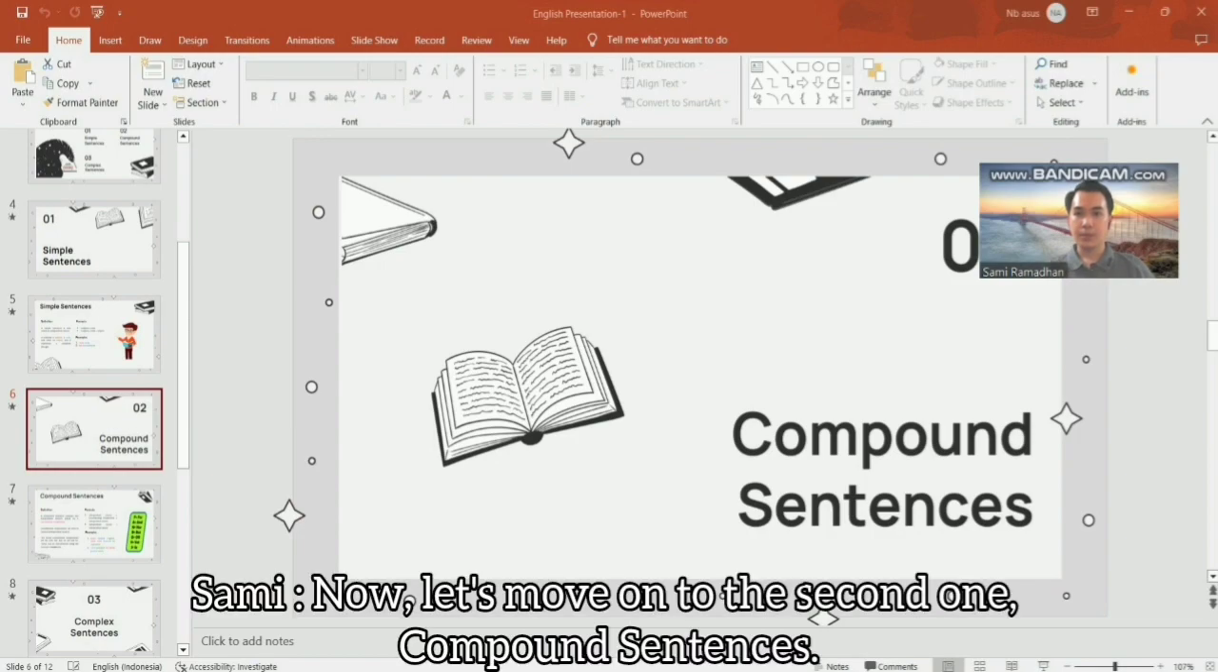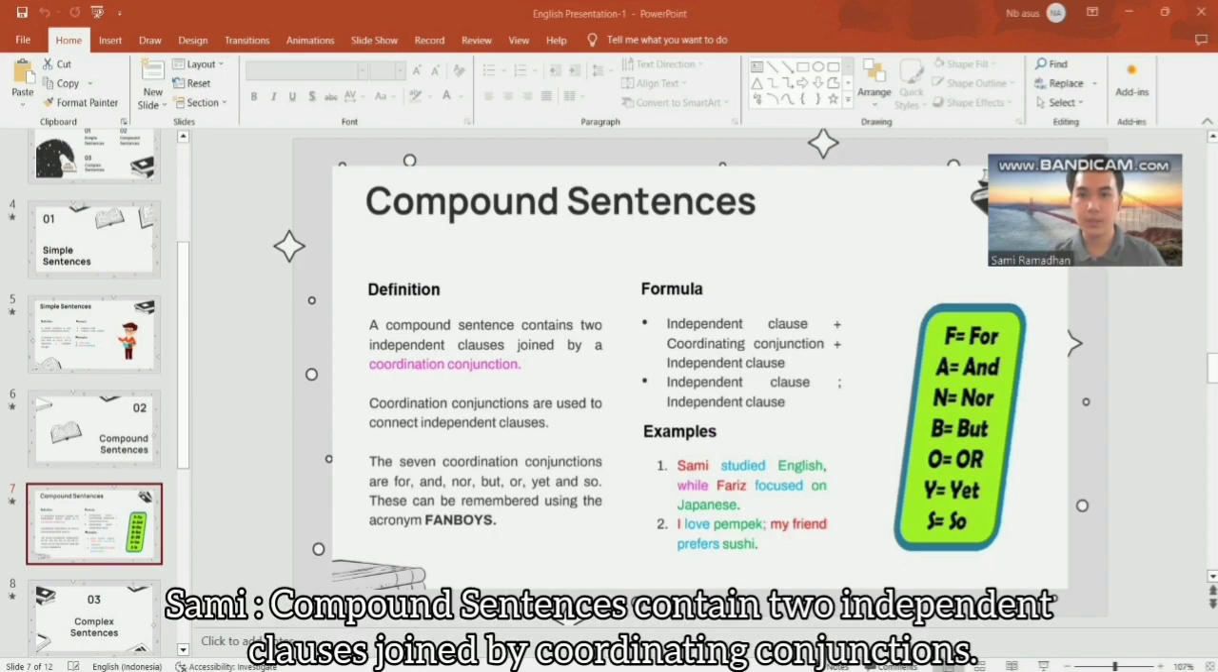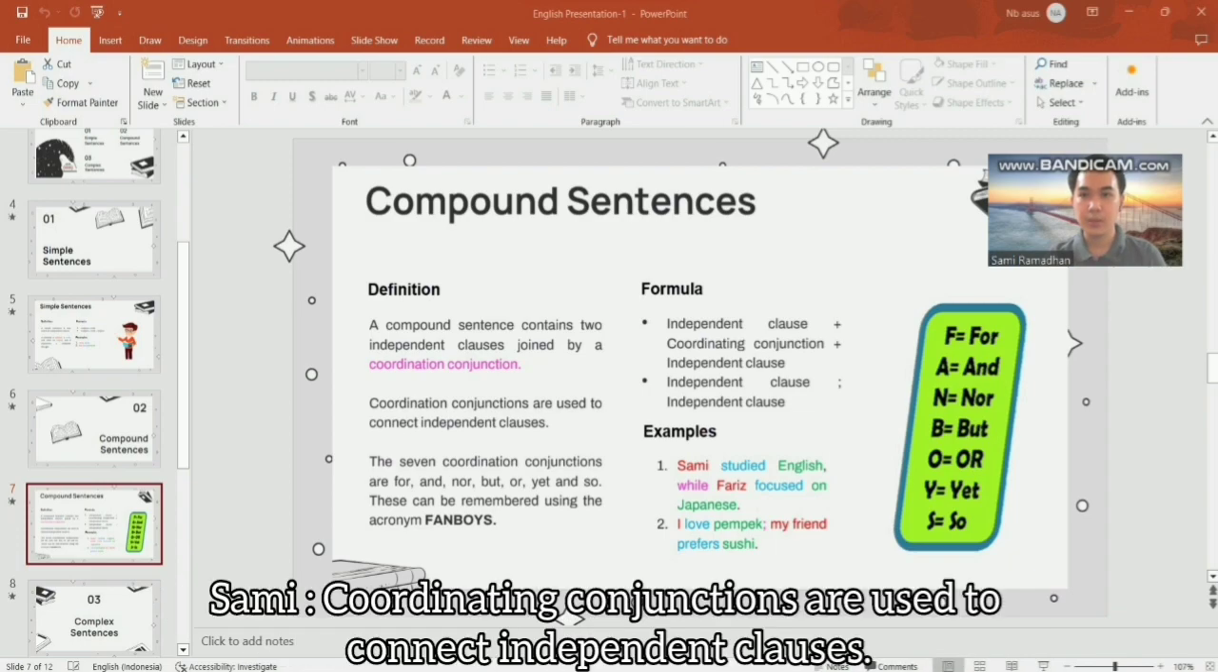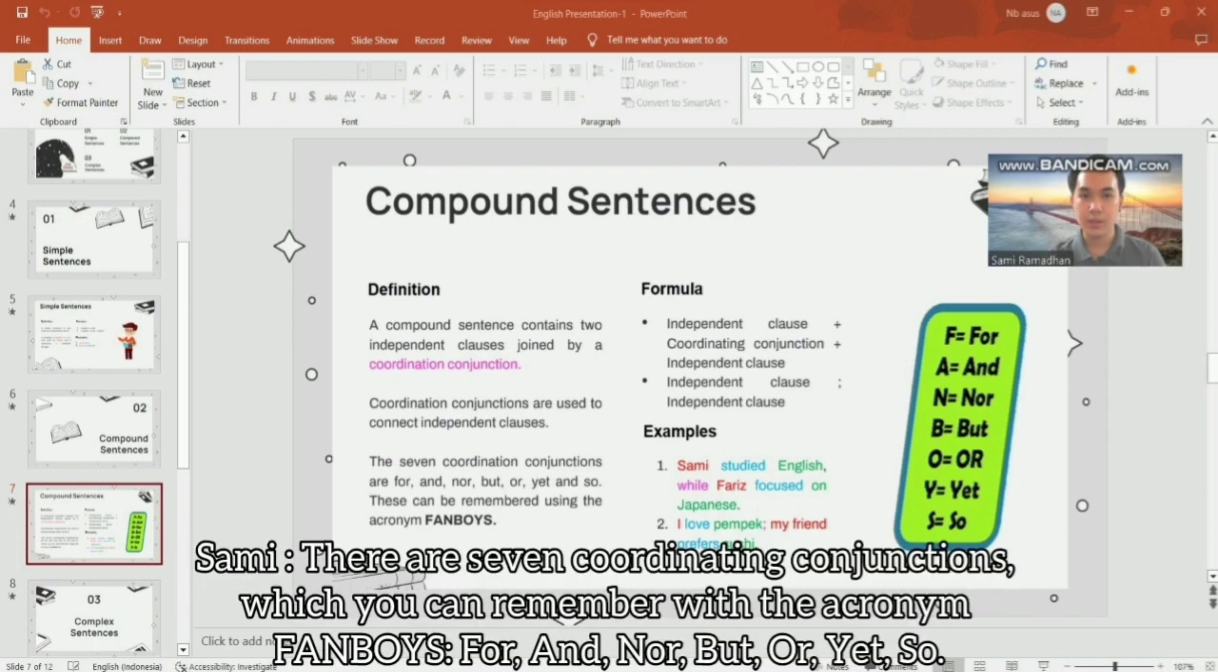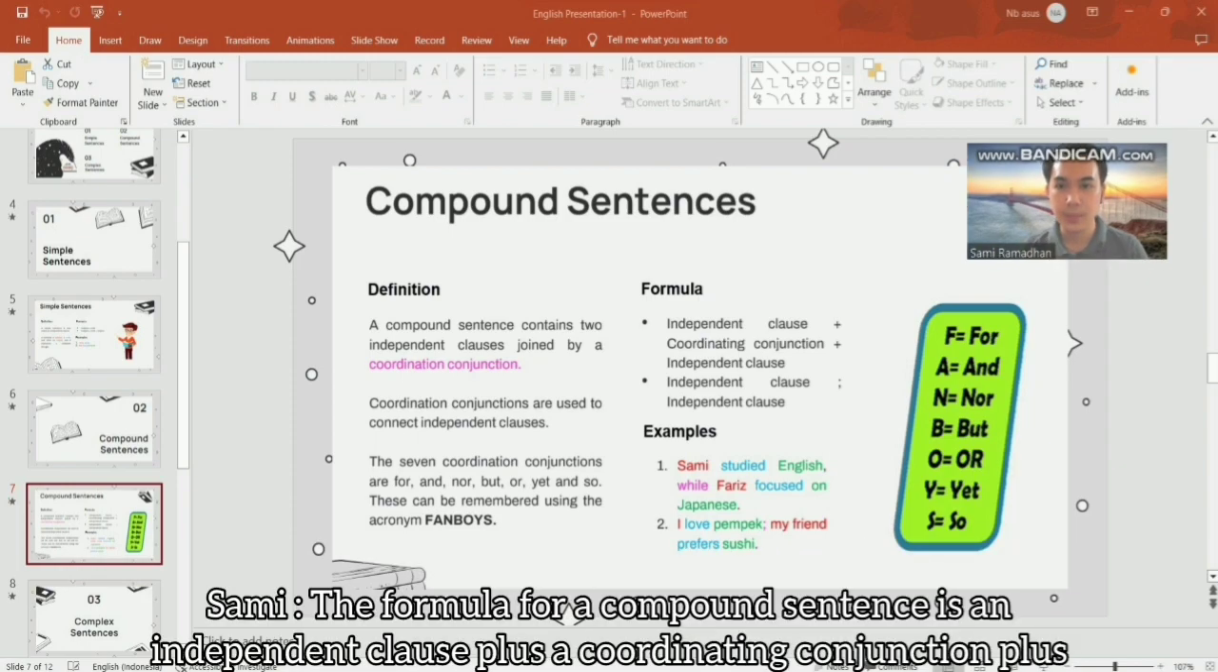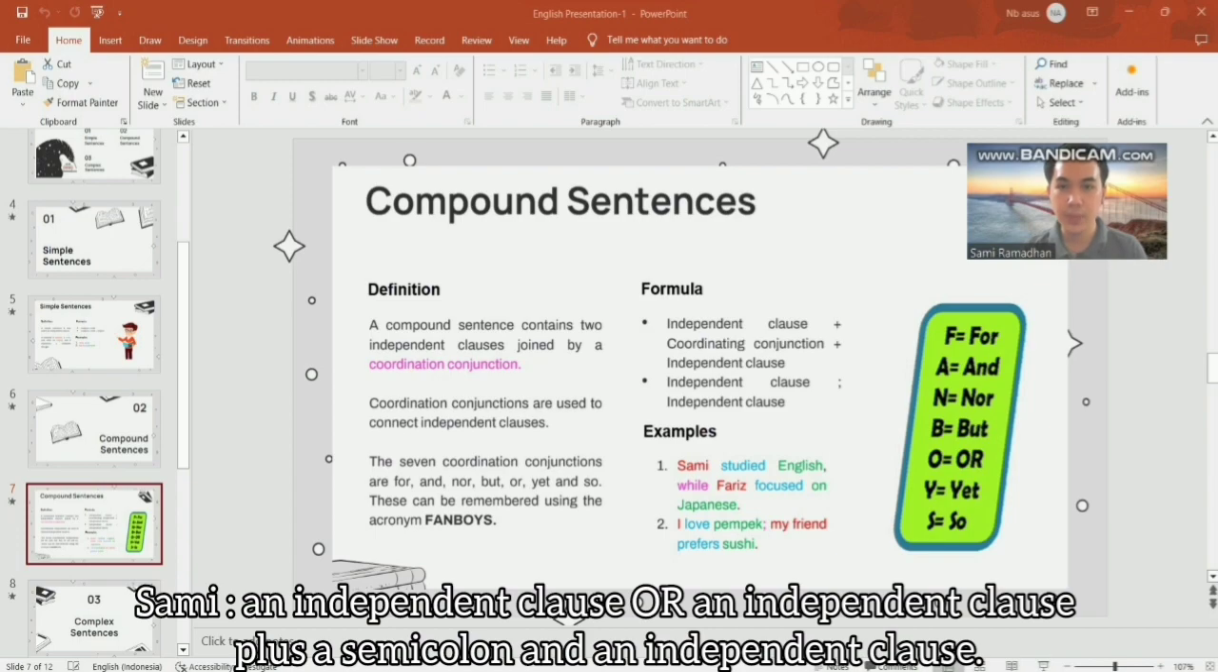Now, let's move on to the second one, compound sentences. Compound sentences contain two independent clauses joined by coordinating conjunctions. Coordinating conjunctions are used to connect independent clauses. There are 7 coordinating conjunctions, which you can remember with the acronym FANBOYS: for, and, nor, but, or, yet, so. The formula for a compound sentence is an independent clause plus a coordinating conjunction plus an independent clause, or an independent clause plus a semicolon and an independent clause.